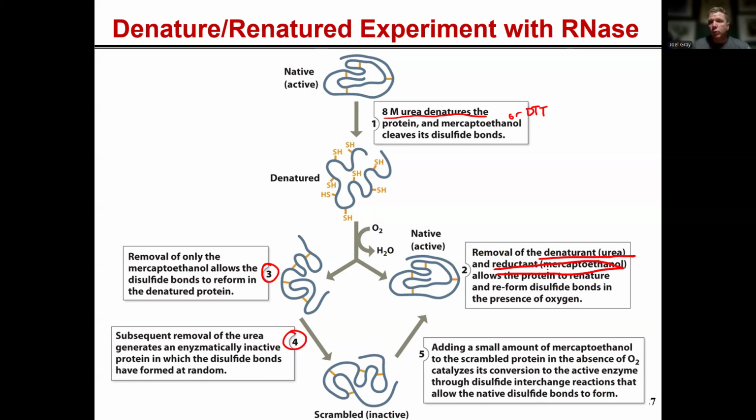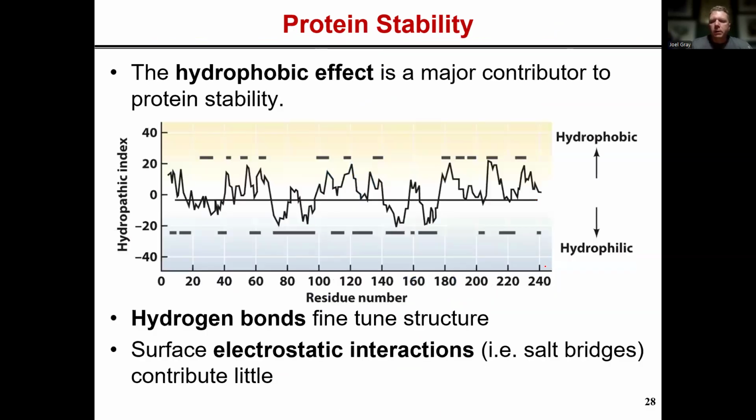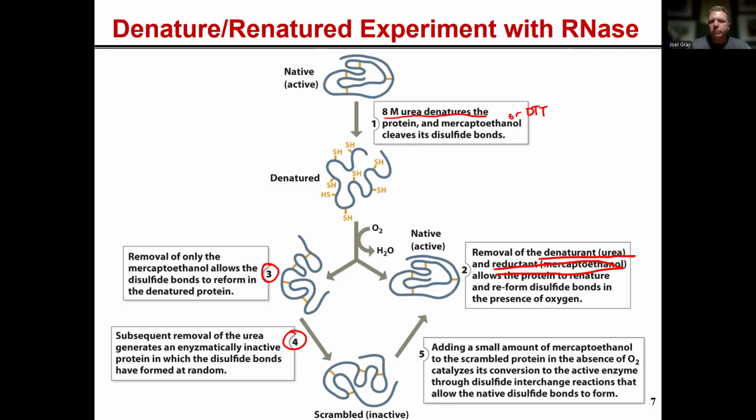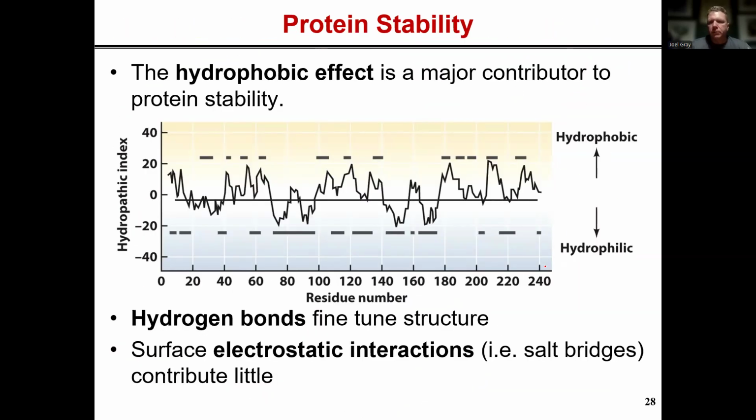So the sequence, when we remove both of them simultaneously, both your denaturant and your reducing agent, your protein can go back to its desired structure. Okay, so Christian Anfinsen, awesome. That's all there is to it.